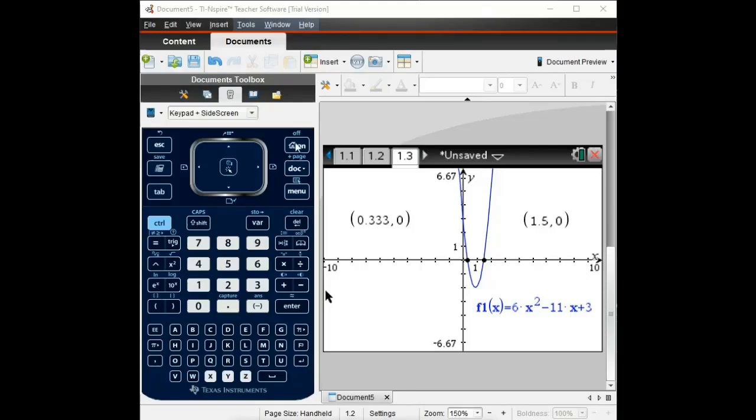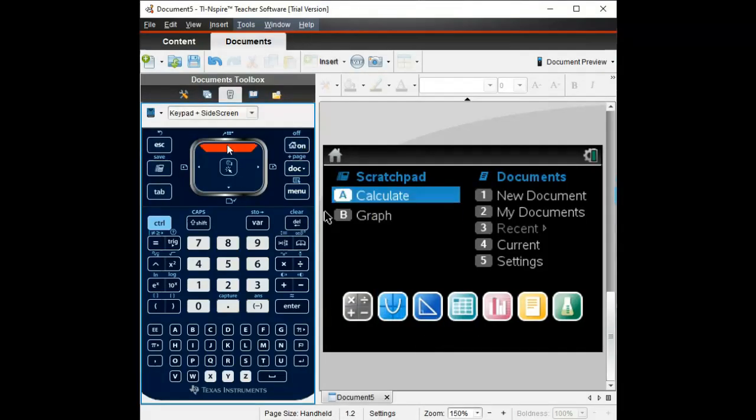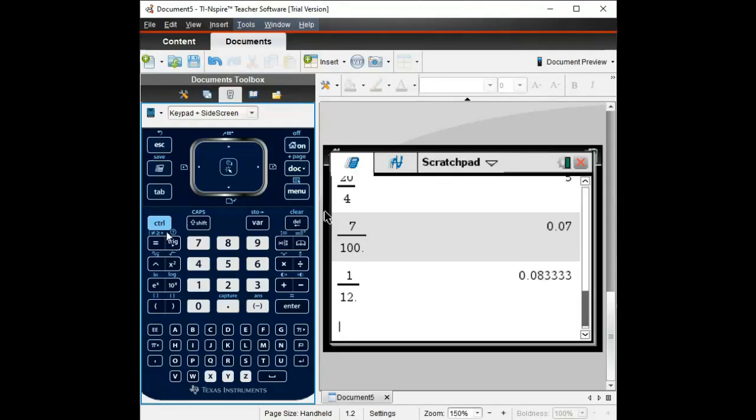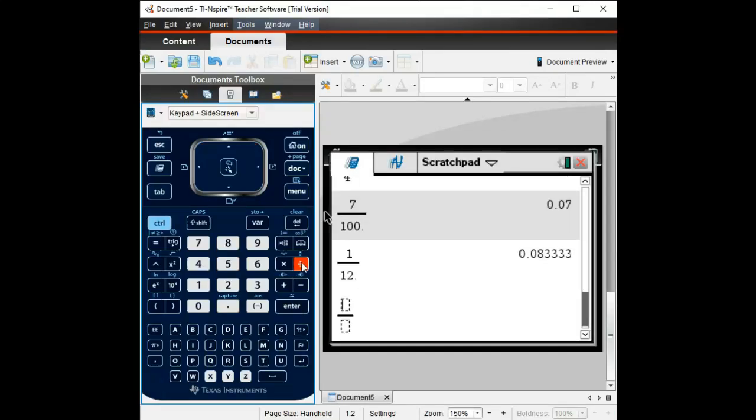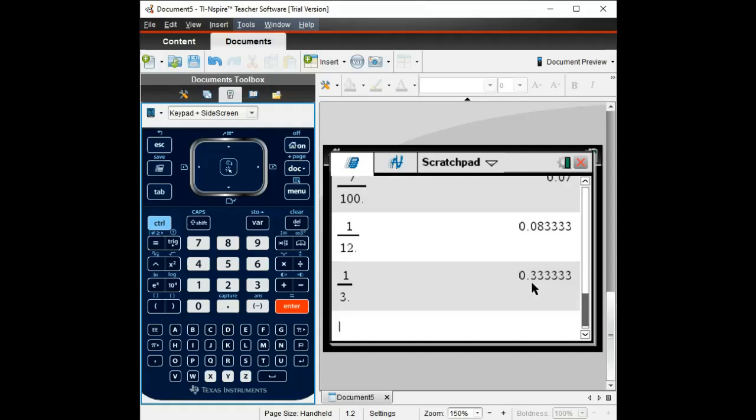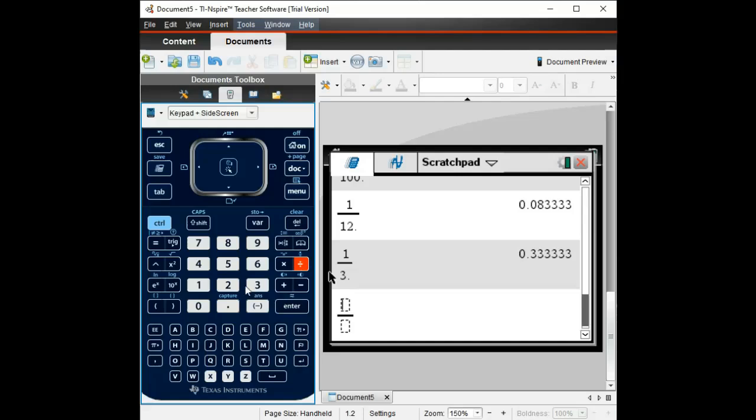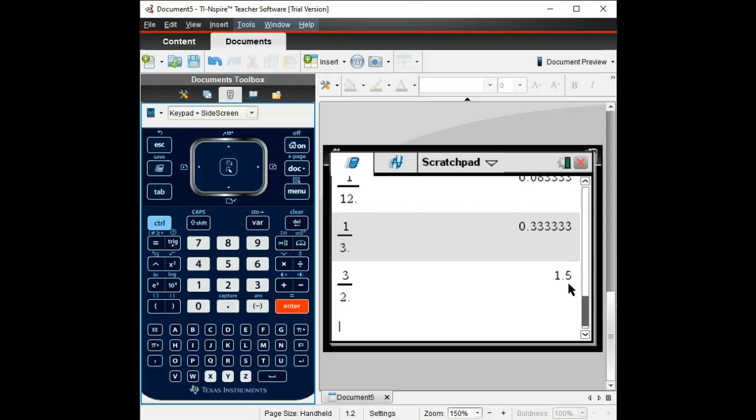To do that, I'm going to go home, go up to calculate, hit enter, hit control divide, and put in that first fraction, 1 over 3. Put a decimal after it, hit enter, and notice it does give us 0.3 repeating. And we'll check the second one, which should give us 1.5. So we'll do 3 over 2, put a decimal after it, and notice it does give us 1.5. So we confirmed that D, the 0.3 repeating and the 1.5, are the zeros for this particular quadratic.